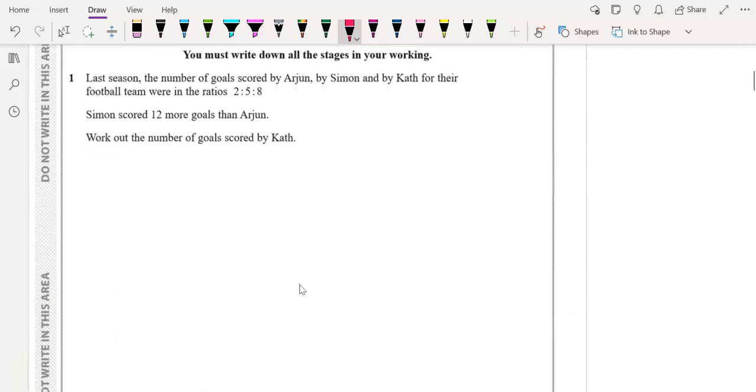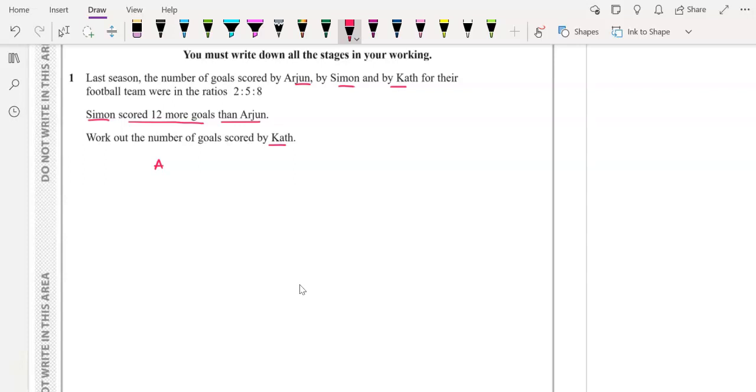Question number 1. Last season, the number of goals scored by Arjun, by Simon, and by Kat for their football team were in the ratio 2:5:8. Simon scored 12 more goals than Arjun. Work out the number of goals scored by Kat.